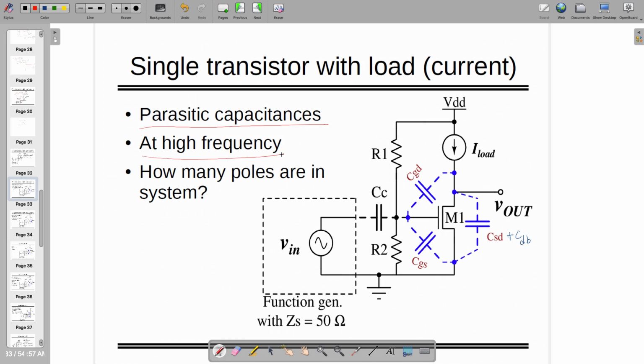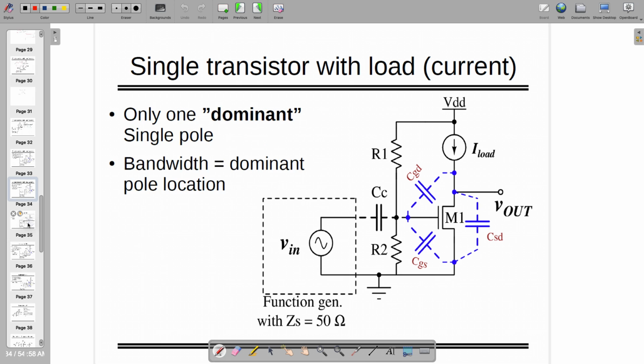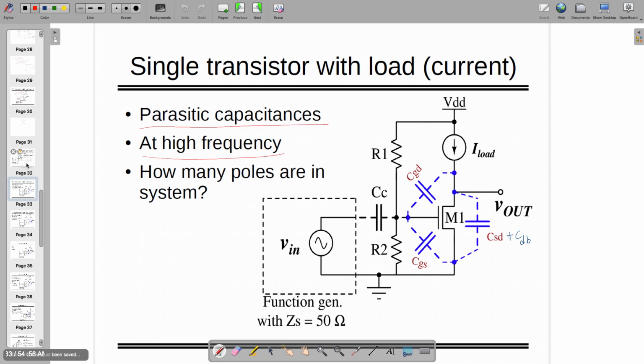But before that, we need to move further and make sure of something. We also learned that there has to be only one dominant single pole in the system. But let's see how many poles our system has.